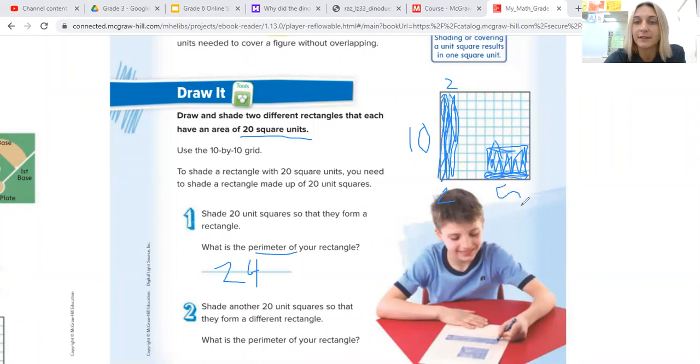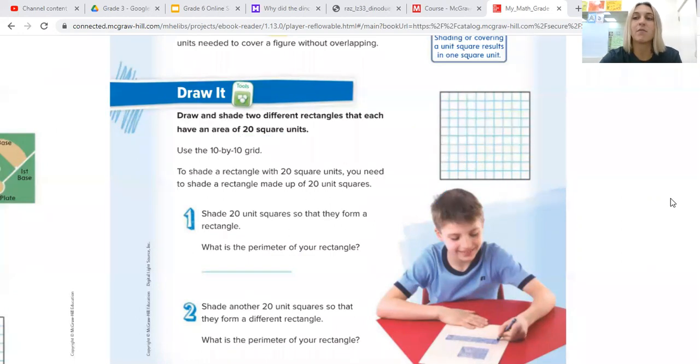So we have 5 down here, 4 on the side, 5 and 4. So I add those 4 numbers up, I get 18. So what this shows us is you can have 2 different shapes with the same area, but their perimeter is different because they look different. They still have the same area because the same number of unit squares can fit inside of it.